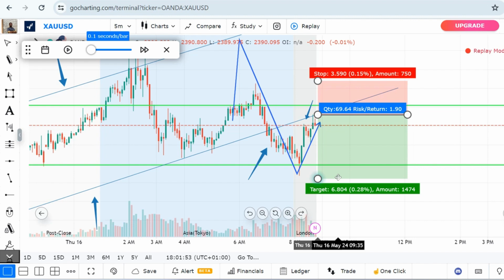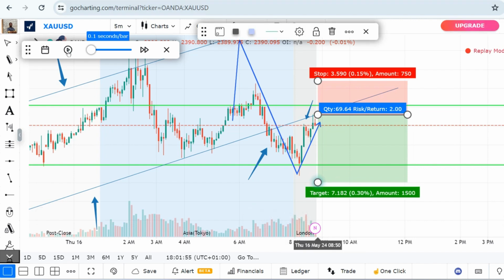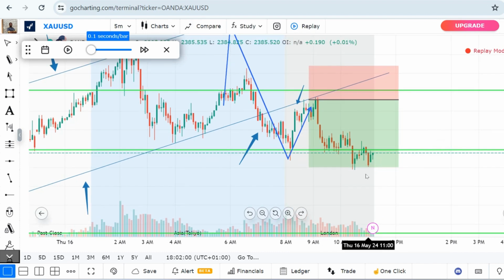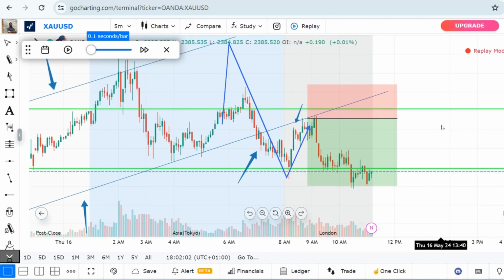So basically we had the first trade play out this way. You could see we have the take profit. That was so quick. Now I had the second trade in this manner.